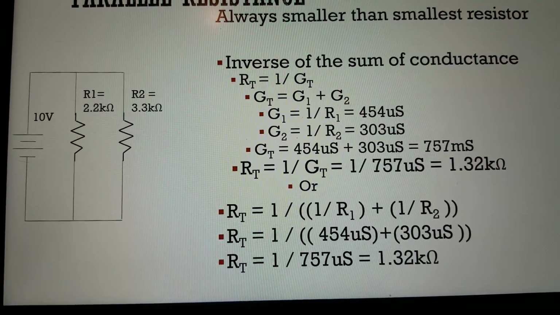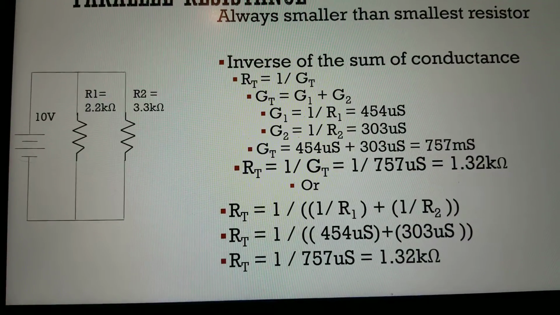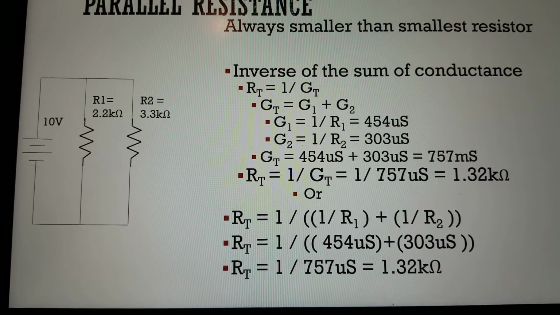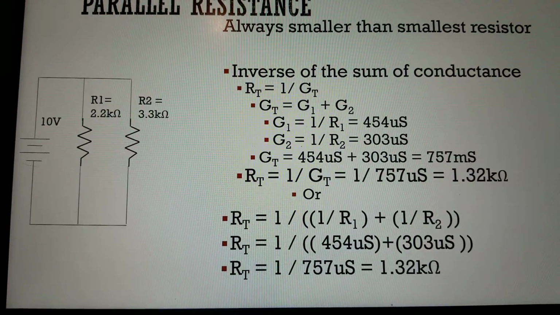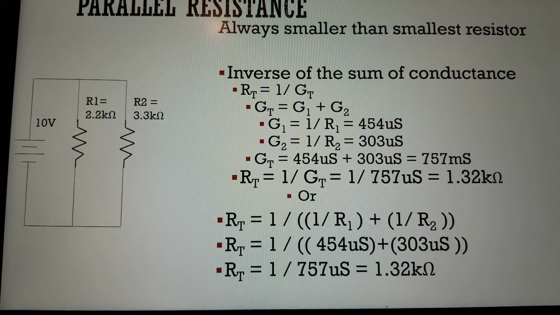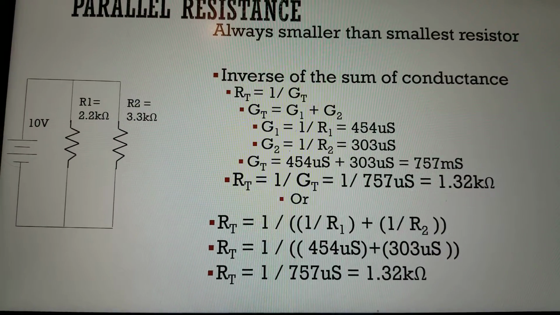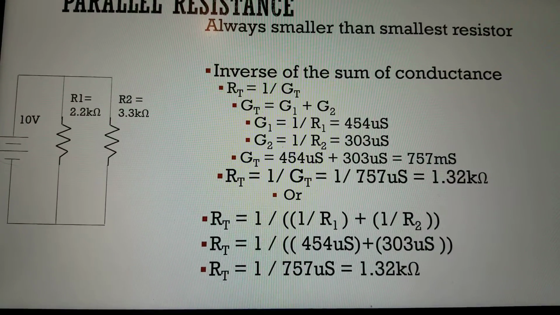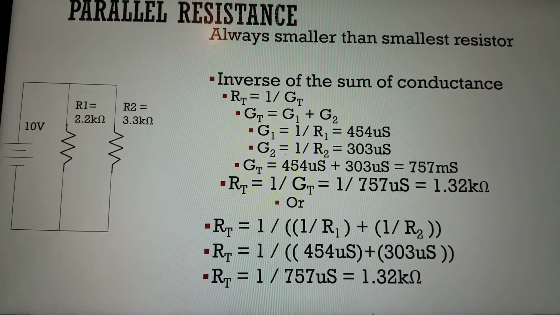And that gives us 454 microsiemens. G2 is 1 over R2, which is 3.3K, and that gives us 303 microsiemens. For the total, we add those two together and get 757. That's a misprint. Should be microsiemens, not millisiemens.